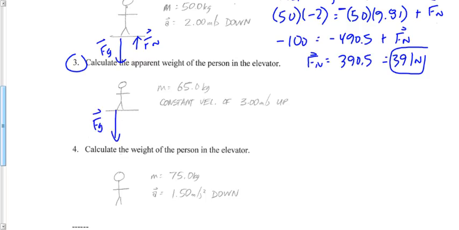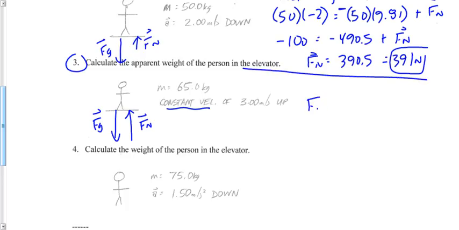Fg is downward. Fn is upward. How big is Fn? Same value? Bigger? Smaller? How big is it relative to the force of gravity here? Yep. Yeah, we're going to make it the same because it's constant velocity. Remember, when it's constant velocity, we're in translational equilibrium. And when we're in translational equilibrium, we have to have balanced forces. Both of those forces have to be the same.